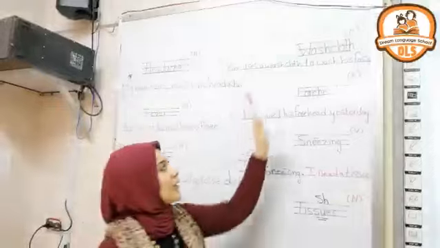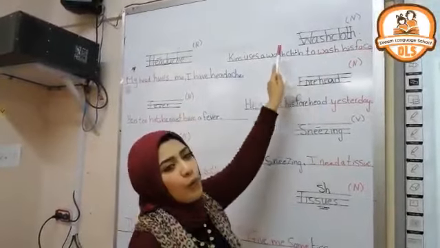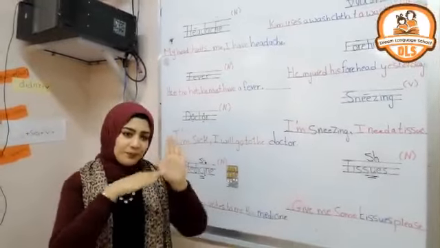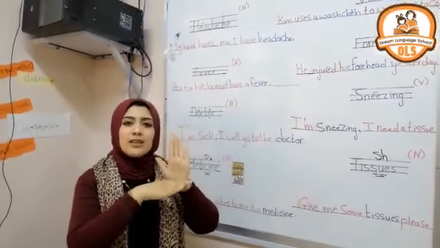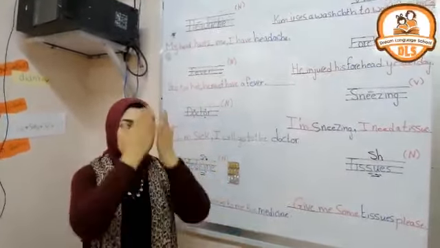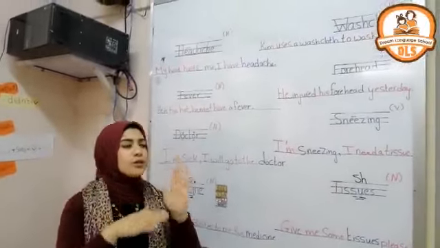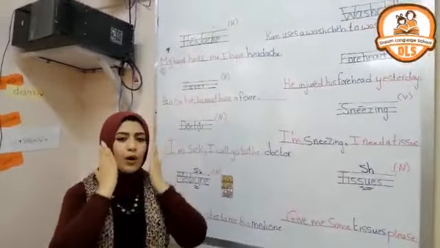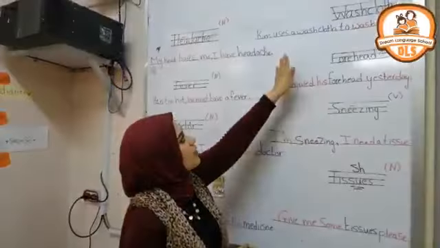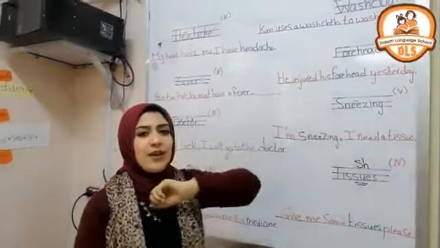Okay, and the last one is washcloth. What is the washcloth? It's a small towel. I use it to wash my face. So, I use the washcloth to wash my face. Ken used a washcloth to wash his face.